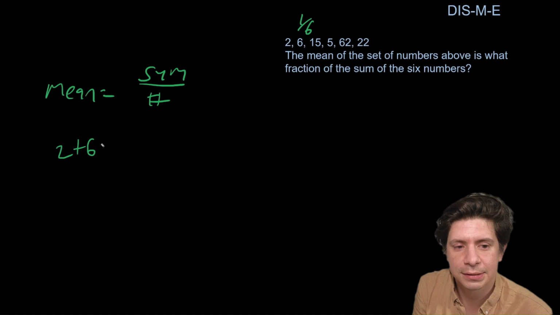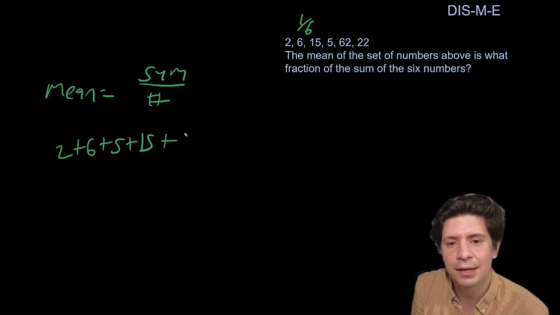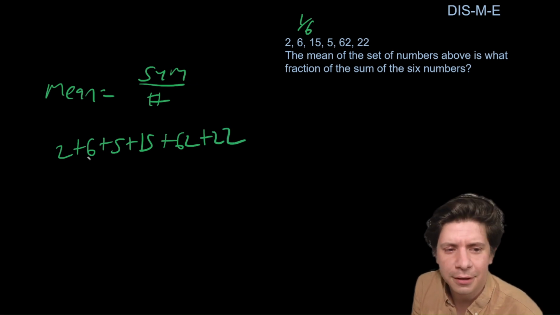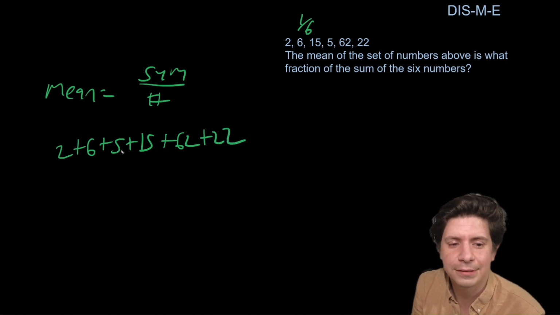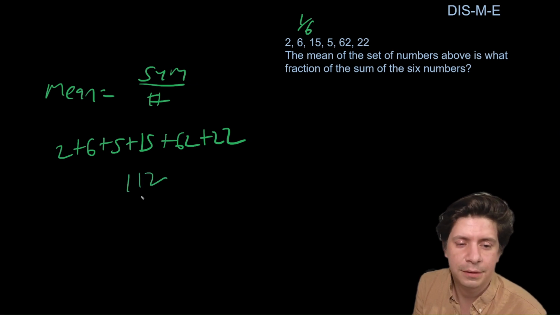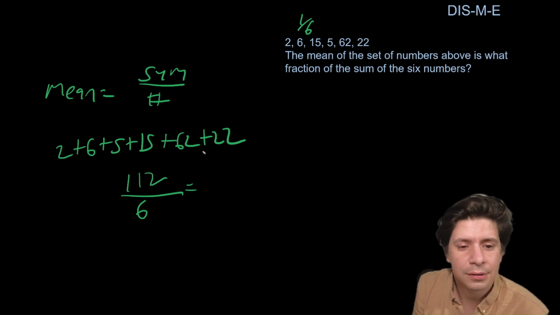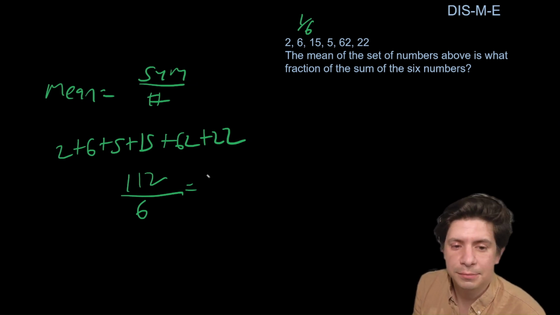2 plus 6 plus 5 plus 15. Honestly, you should just trust me, but I get it. You need to see it to believe it. Ye of little faith. 2 plus 6 is 8, plus 5 is 13, plus 15 is 28, plus 22 is 50, plus 62 is 112. 112 divided by 6 is equal to, anyone? You got it, 18 and 2/3.